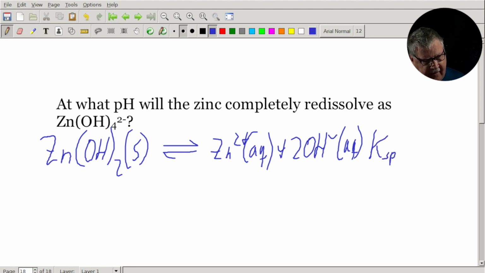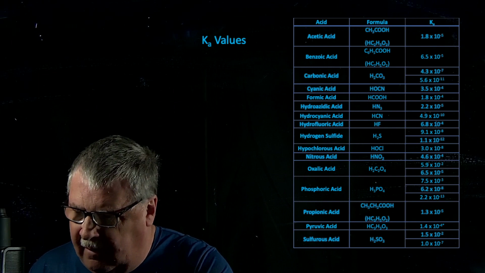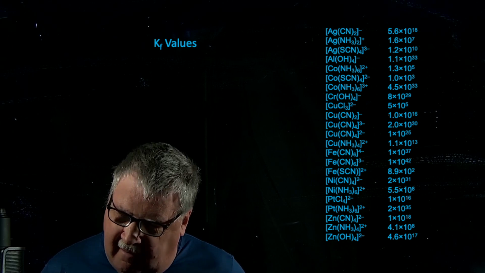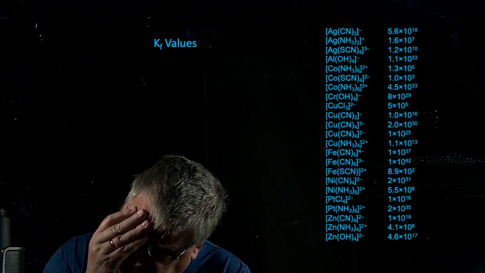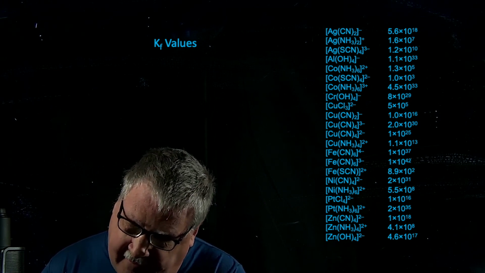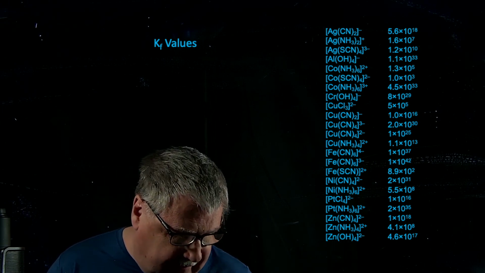And we know the Ksp for this equilibrium is 1.2 times 10 to the negative 17th. All right. So now what we have to do is go and look up the formation constant for the tetrahydroxy zinc complex. There are formation values, and we see down at the bottom, Zn(OH)4 with a 2 minus charge has a Kf value of 4.6 times 10 to the positive 17th.